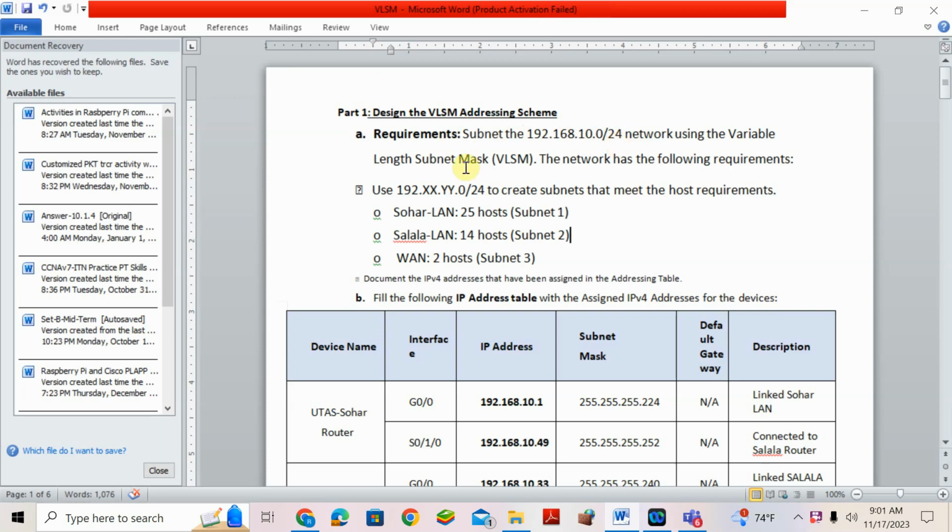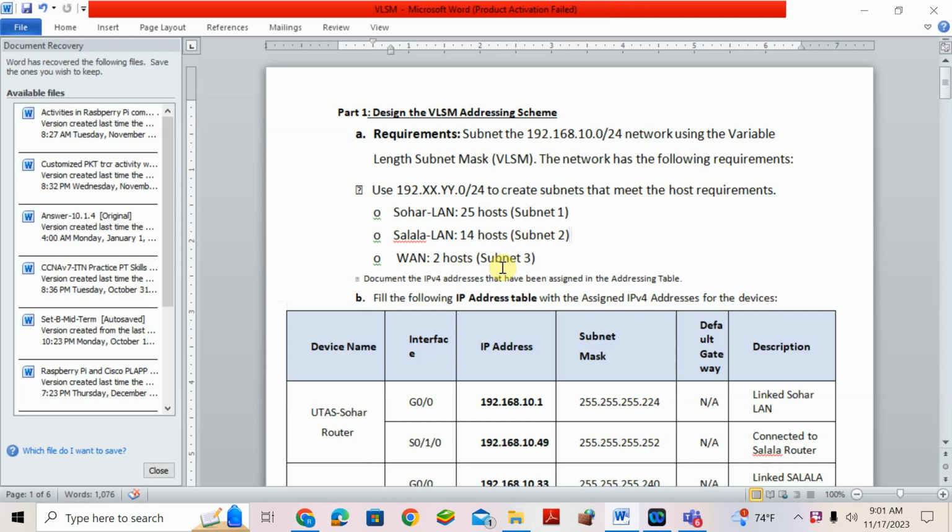192.168.10.0/24 network using variable length subnet mask. The network has the following requirements. The Sohar LAN requires 25 hosts, 25 IP addresses. The Salala LAN requires 14 hosts, 14 IP addresses. For the WAN, the wide area network between routers, we need 2 hosts, 2 IP addresses. So, subnet 1, subnet 2, subnet 3.